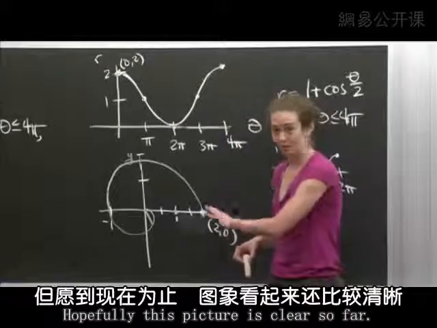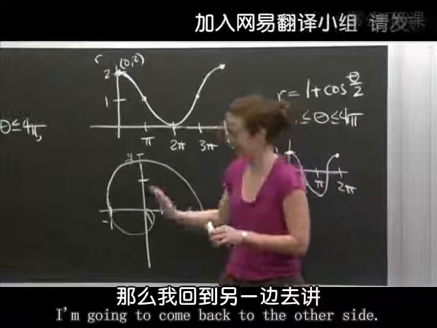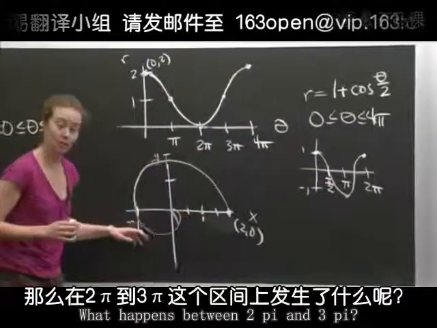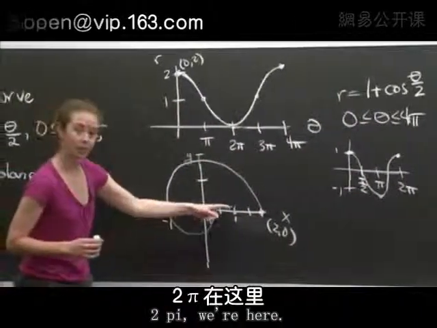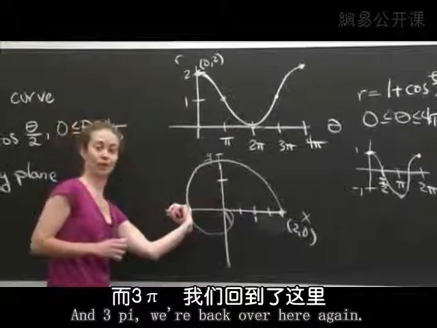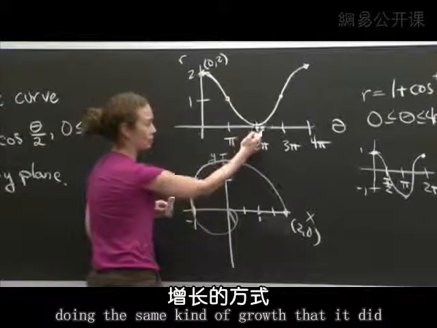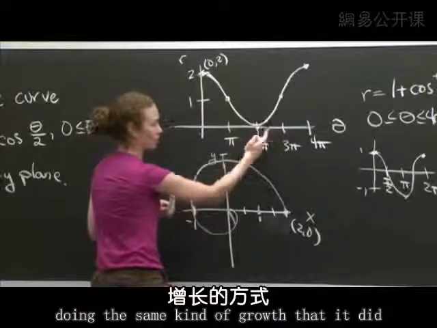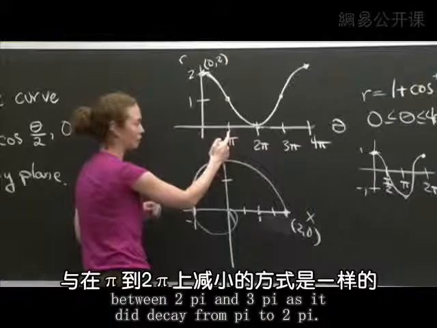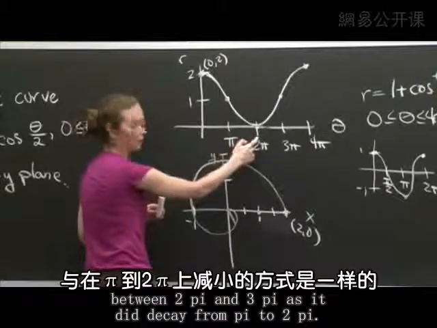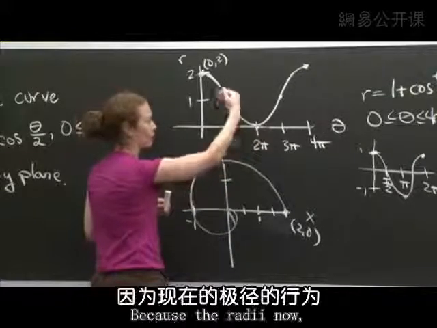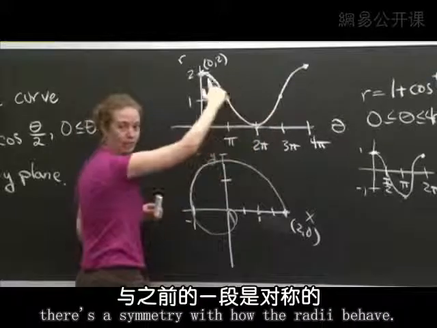Okay, hopefully this picture is clear so far. I'm going to come back to the other side. What happens between 2 pi and 3 pi? At 2 pi we're here, and at 3 pi we're back over here again. And notice that the radius is going to be doing the same kind of growth between 2 pi and 3 pi as it did decay from pi to 2 pi. Because there's a symmetry with how the radii behave.